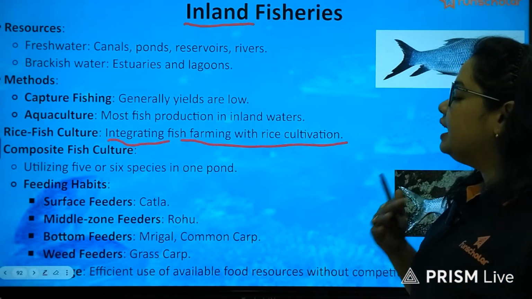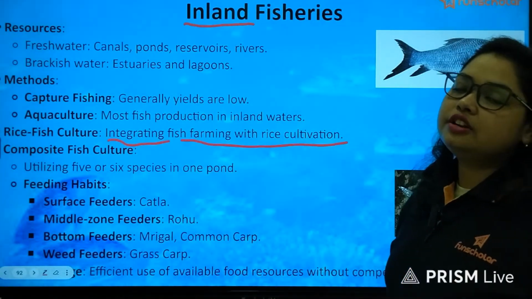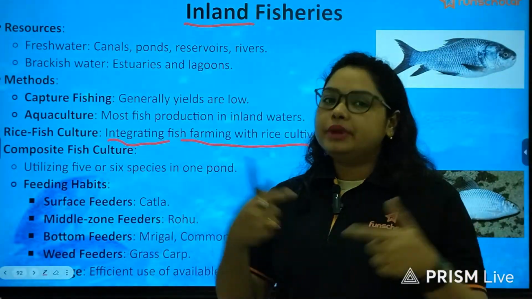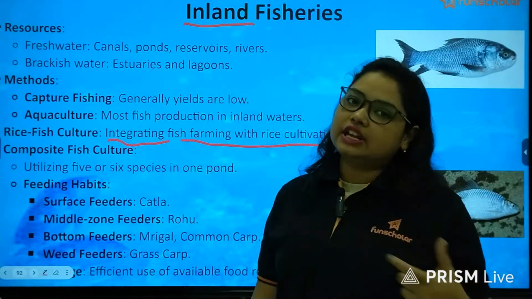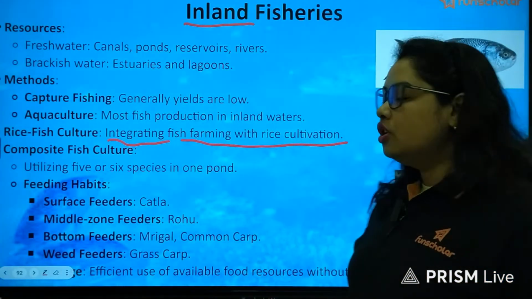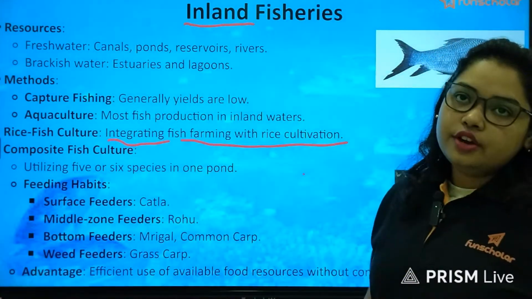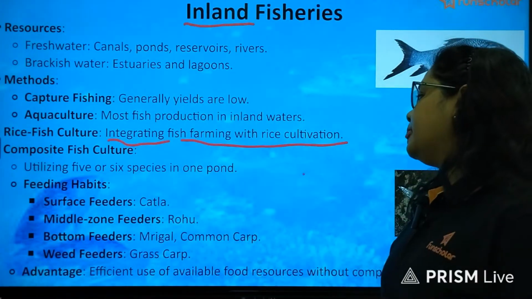So there are different layers which are utilized by different fish species, and that is why they do not compete with each other, they do not fight with each other, and they do not kill one another. And also we can obtain all these species all together for the benefit or for large commercial use.